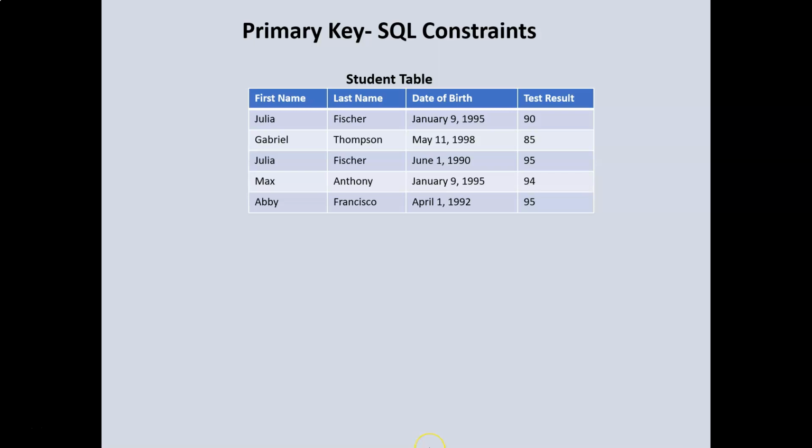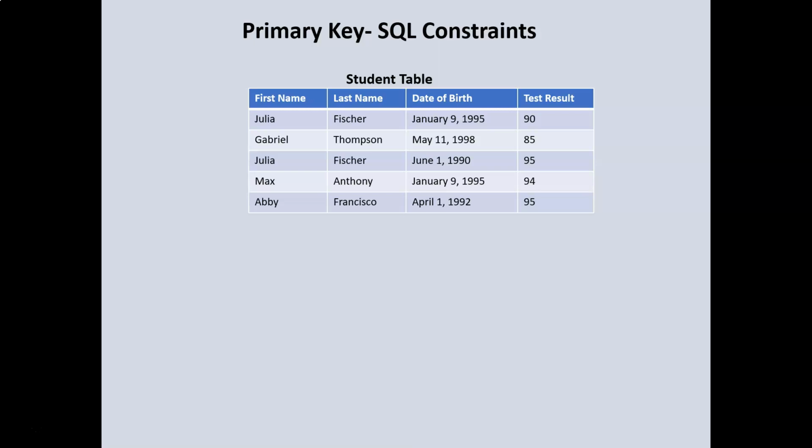Here we have a student table that contains information about some of our students. So we have the first name, the last name, the date of birth, as well as the test results. If we choose to identify each of our students for whatever reason, how do we uniquely identify each of the students? Well, we have 4 columns. Let's see. We have the first name.